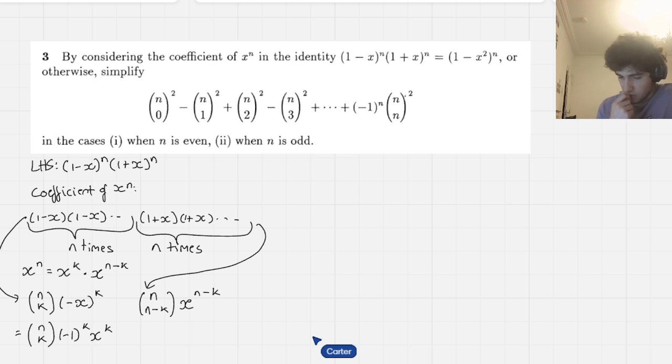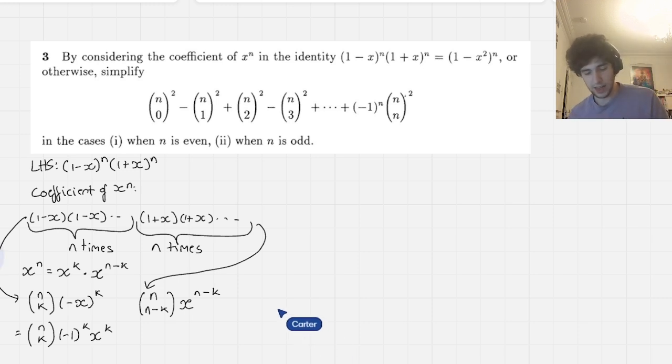And again, this is literally the only way that we can do it, right? I have to choose n minus k lots of x. If I'm only choosing from the brackets on this side, I can only get x to the n minus k by choosing n minus k x's and multiplying them together, because the ones don't contribute anything. And then finding how many ways I can rearrange those is just n choose n minus k, right? So how many different choices I can make that will give me the same outcome, which is n choose n minus k.